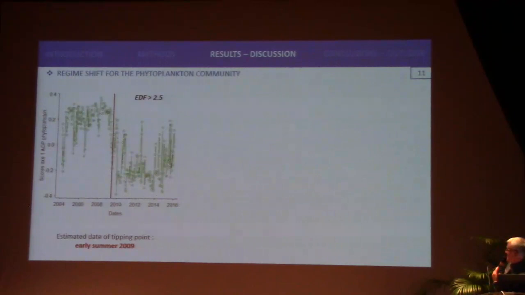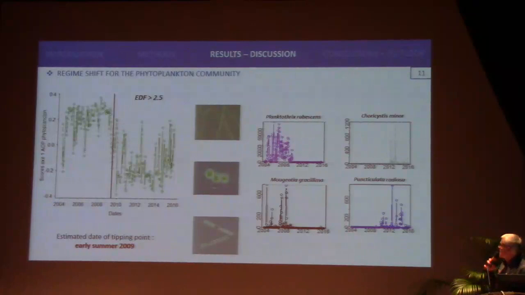So looking at this, we tried to go further, and what was interesting is that we looked at the different species that were characteristic of this assemblage, and what you can see here is just a selection of a few species that had exactly the same kind of regime shift. It was typically the case for Planktothrix rubescens, with a huge decline after 2009, but it was also the case for our novel filamentous species, Mougeotia, while at the same time, other species, more symbolizing oligotrophic conditions, increase as represented by these two forms on the right side.